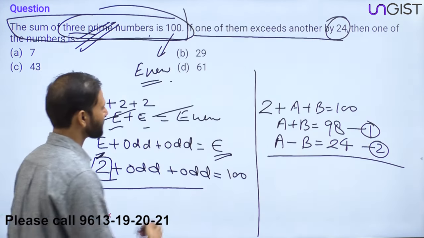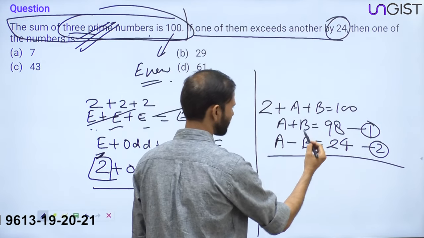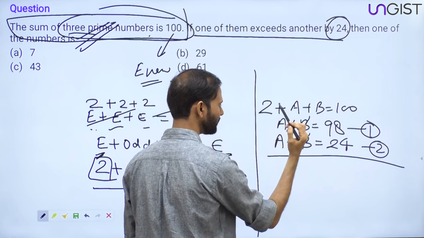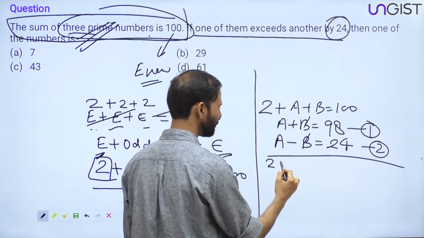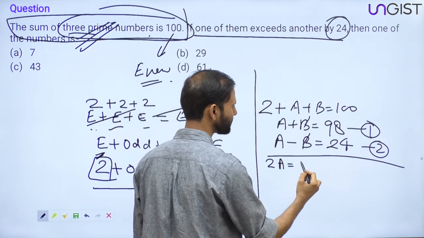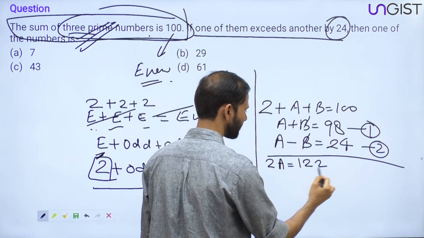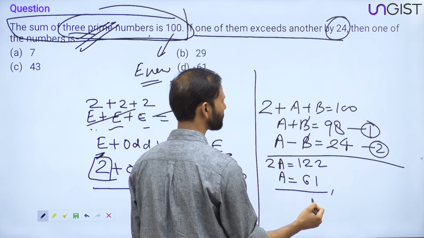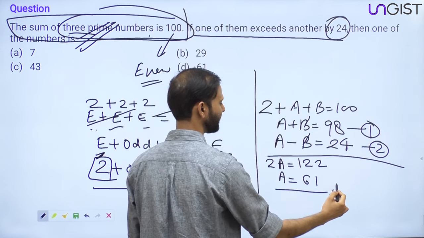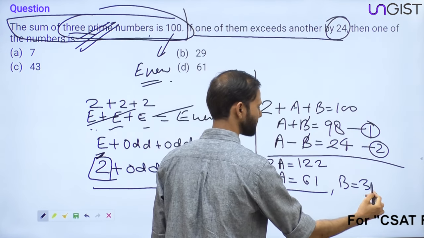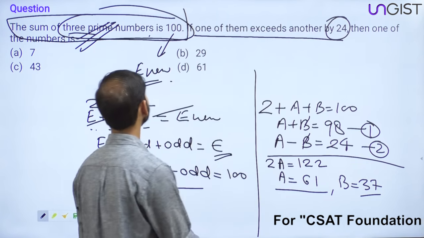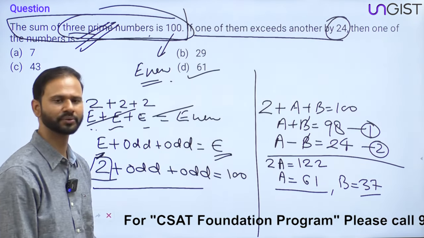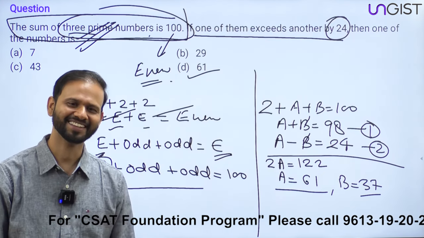Okay. Anyways, so here, two equations, two unknowns. So now, just add these two equations. This is 2a is equal to what? 2a is equal to 122. So a is equal to 61. Right? So if a is equal to 61, a plus b is equal to 98, this implies b is equal to 37. Right? Guys, what is the answer? The answer is 61.